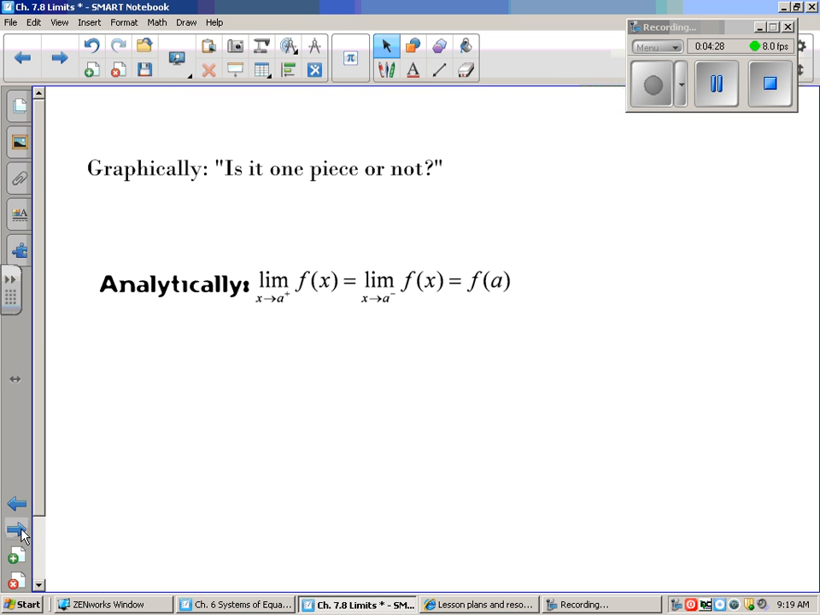Graphically speaking, what we're looking at is, is it one piece or not? It's as simple as that. Analytically, mathematically, what we're looking at is whether the limit from the right, the limit from the left, and the value at that point are exactly the same. They are all equal. And that tells me that it is, in fact, continuous. Now we're going to change gears from here. Hopefully you understand at this point what continuity means and what continuous at a point means.